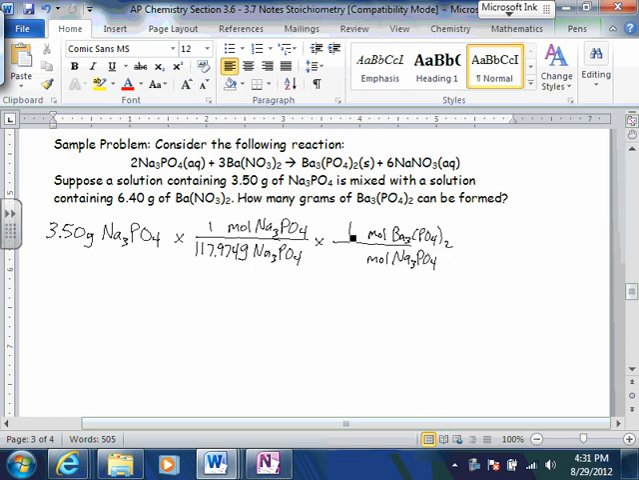And I'm sorry, that's not 1. No, actually it is. I got lucky. Okay, so the coefficient is a 1 right here for the Ba3(PO4)2. The coefficient for the Na3PO4 is a 2, so it's a 1-to-2 ratio. Then we'll go back to the mass of the Ba3(PO4)2.